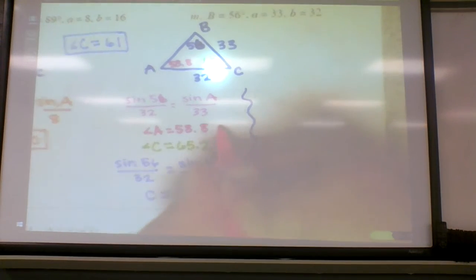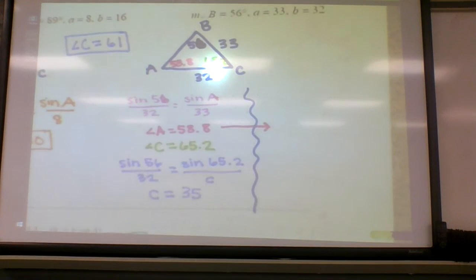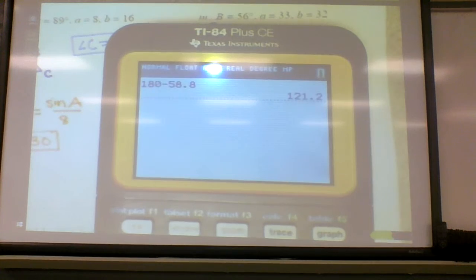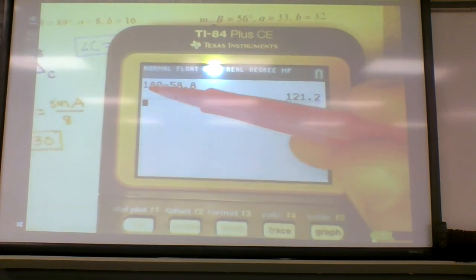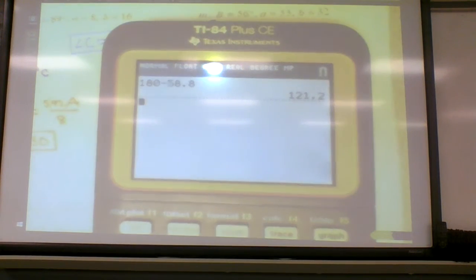When we found angle A, 58.8, the other option is that angle A, instead of being an acute angle, could have been an obtuse angle. So you take the angle that you found, the 58.8, and you subtract it from 180. So this was angle A that we found. 180 minus the angle that we found would give us an obtuse angle.